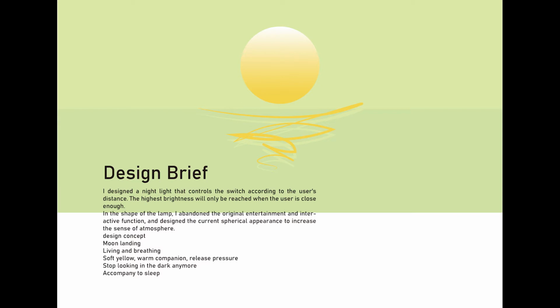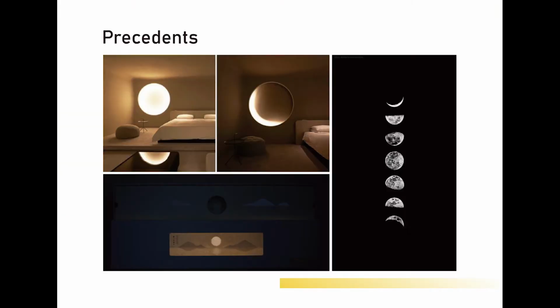The moon trail and the moon phase diagram are design elements that I want to keep. By referencing some moon-related graphic and furniture precedents, I decided to make an emotional design that can be interacted with using the user's distance, aiming to arouse the emotional resonance of users towards the home and the moon. These two images are usually connected with family or company.